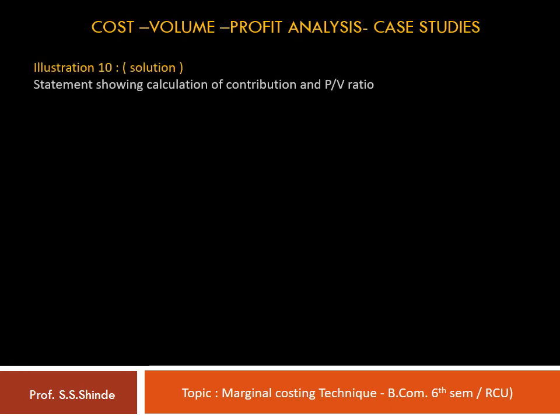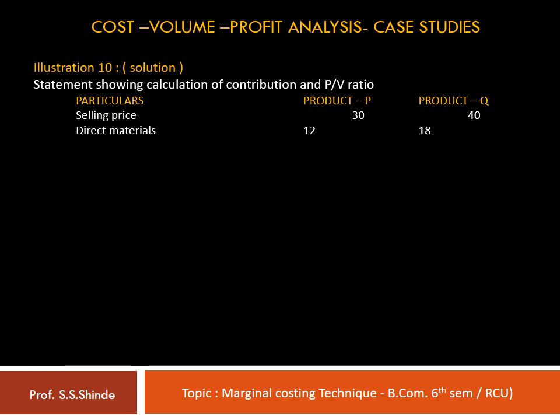Let's prepare a statement showing calculation of contribution and PV ratio for the two products, product P and product Q. Let's rule out a statement with particulars column, product P column and product Q column. Now the selling price is 30 rupees and 40 rupees respectively in case of product P and product Q. Now, we deduct the variable costs from the sales price.